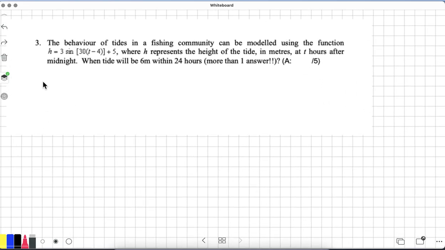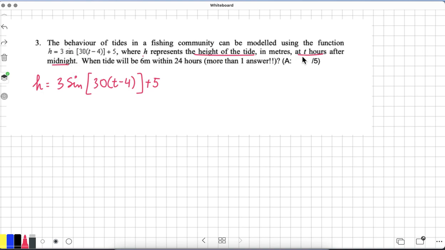So let's see this question here. It says the behavior of the tides in a fishing community can be modeled using the function. So this function is given to us here: h = 3 sin 30(t - 4) + 5, where h is representing the height of the tide in meters at t hours after midnight.